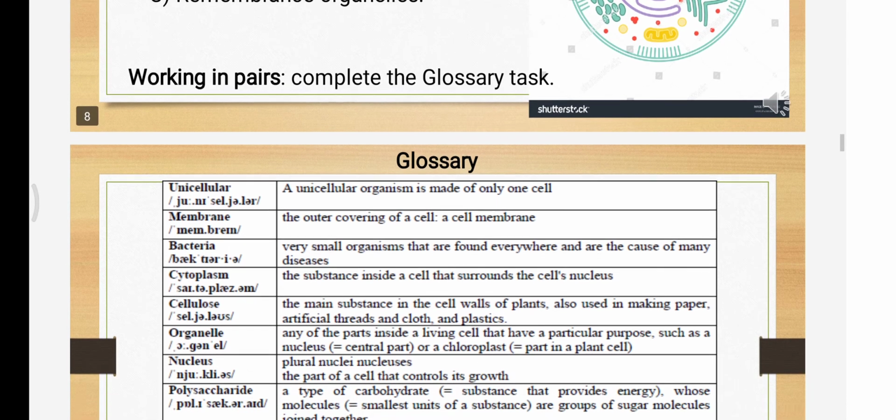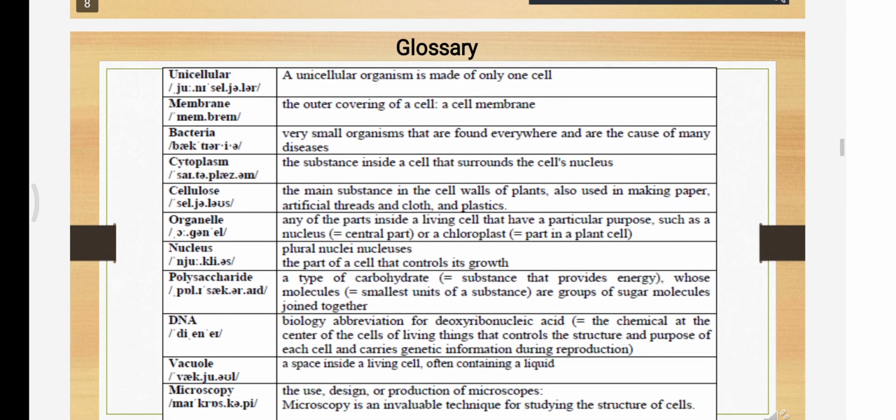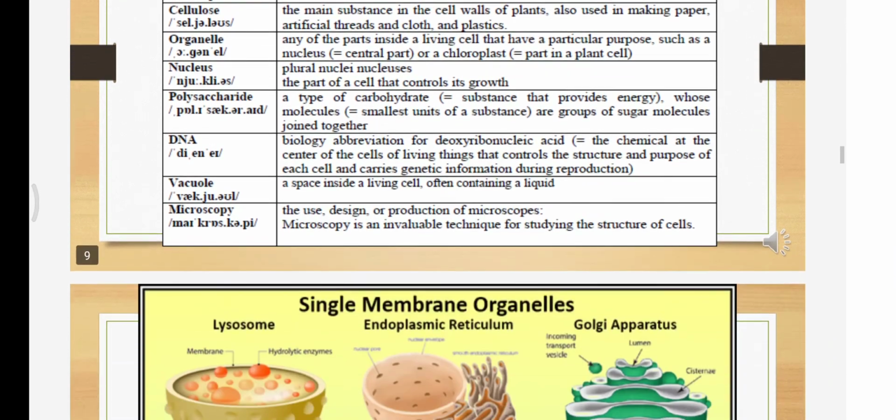And now I want to introduce the next slide, and this slide consists of a task. Working in pairs, complete the glossary task, and you can see the glossary.